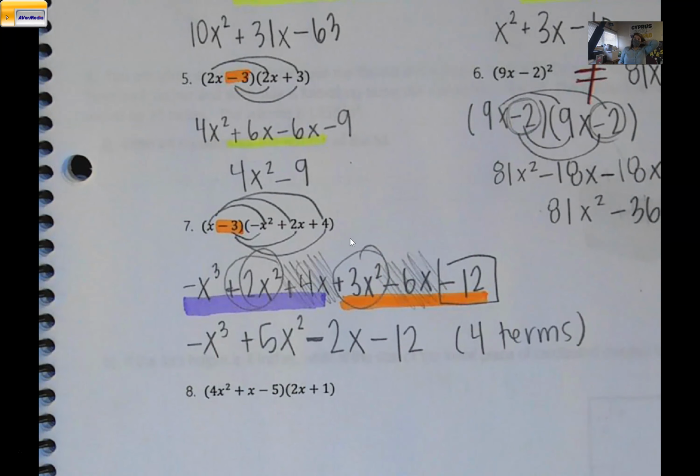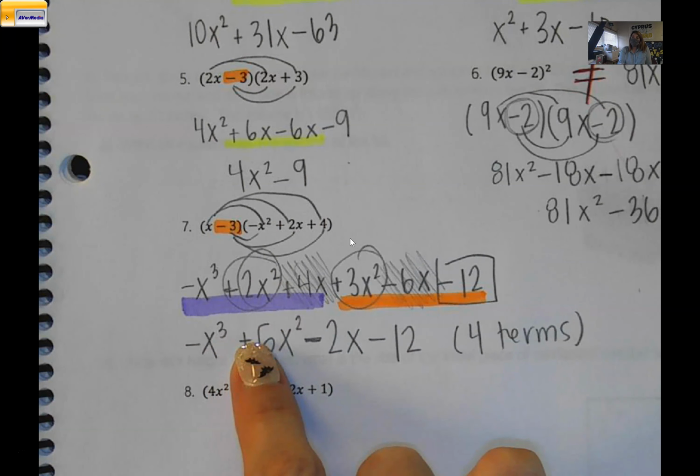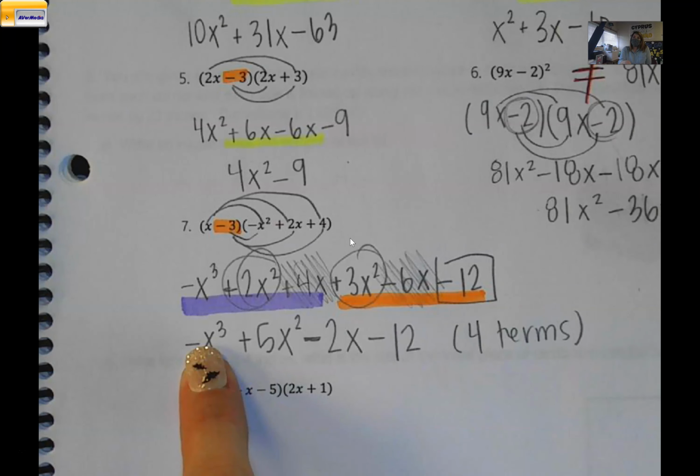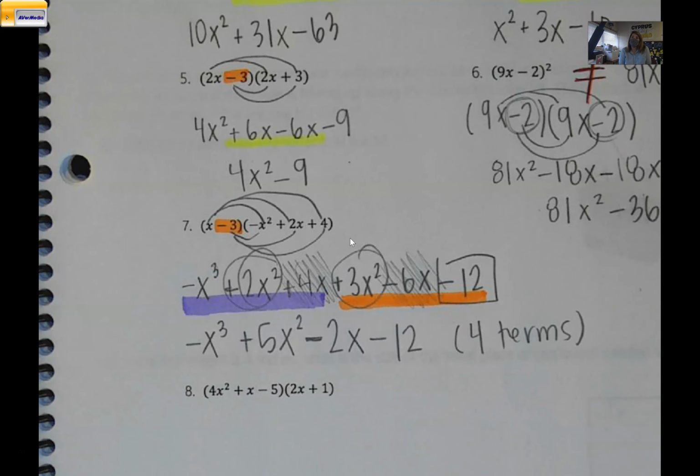In Canvas, what this looks like on a couple of them is that you enter in the number that's in front of each set of variables. So here you would plug in a negative 1, positive 5, negative 2, negative 12. If you get confused on that, just have me come over during quiz time.